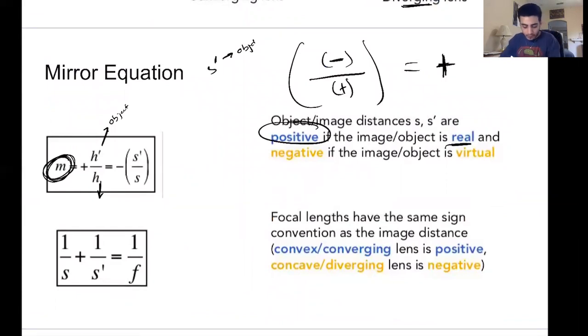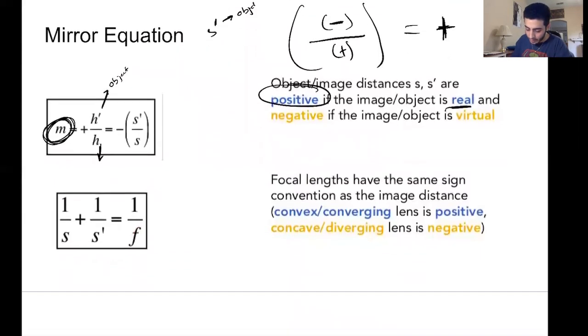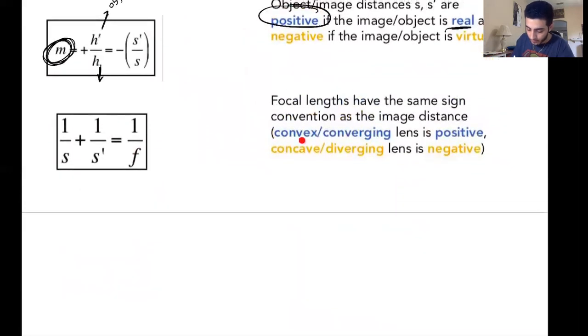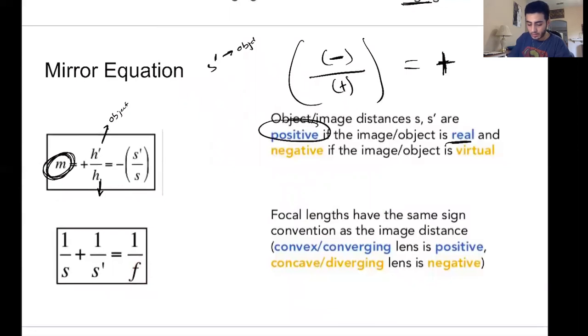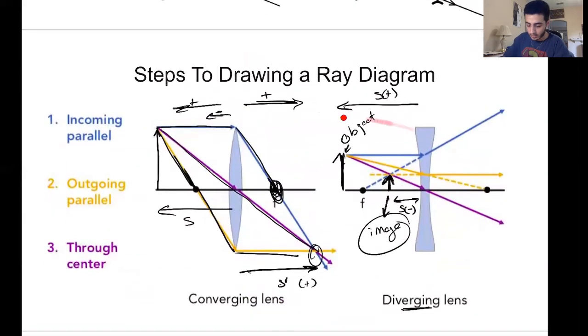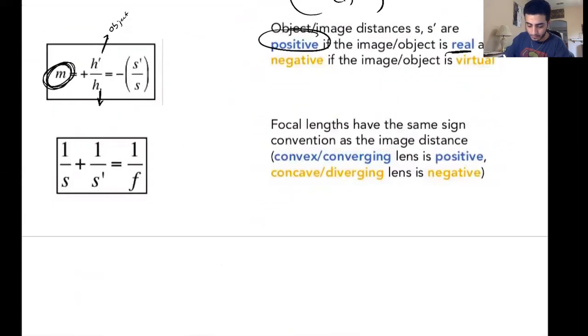Now, in terms of the focal lengths, it depends if it's convex or concave. So if it's convex, so by the way, these are from Dr. Barton's slides. These right here are from Dr. Barton's slides. Just so it's not copyright.